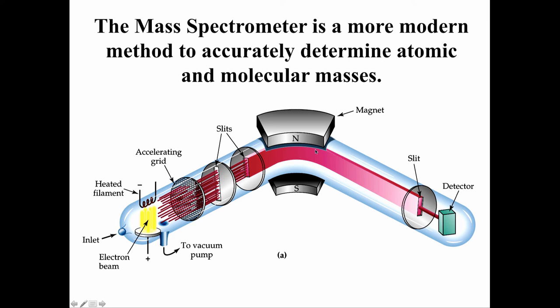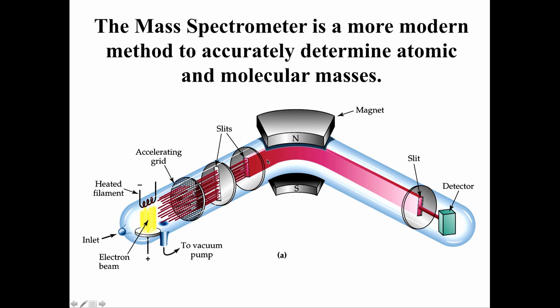We have a sort of glass tube curved like this. We input our substance. It's hit with an electron beam, which ionizes it and may partially fragment it as well. We have an accelerating grid that pulls the particles, the ionized molecular fragments, in this direction. It goes through a slit, so it's made into kind of a narrow beam, and then that beam is passed by a magnet, which will deflect the path of the charged particles either a little or a lot, depending upon how large the particles are.